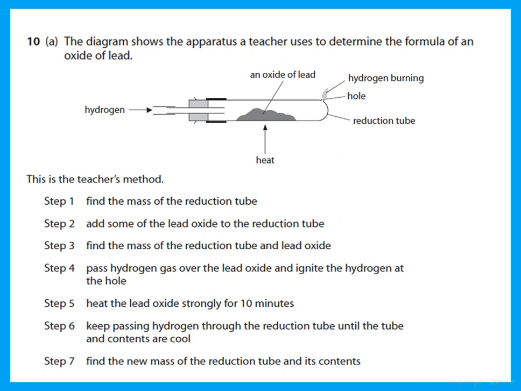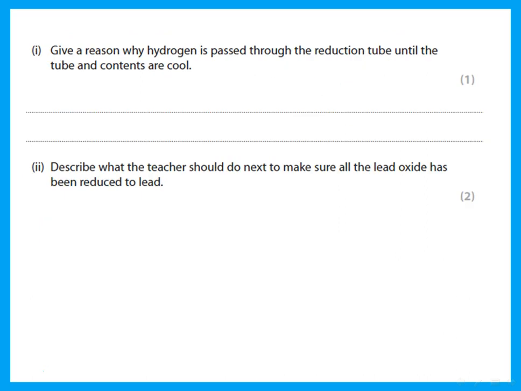Heat the lead oxide strongly for 10 minutes. Keep passing hydrogen through the reduction tube until the tube and contents are cool. Find the new mass of the reduction tube and its contents. Now, give a reason why hydrogen is passed through the reduction tube until the tube and contents are cool.